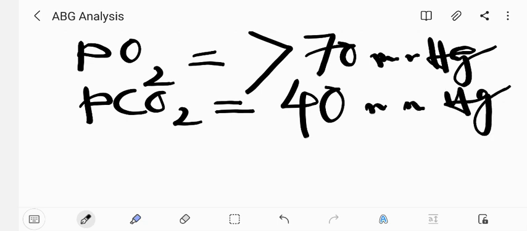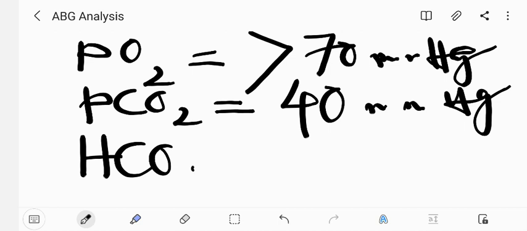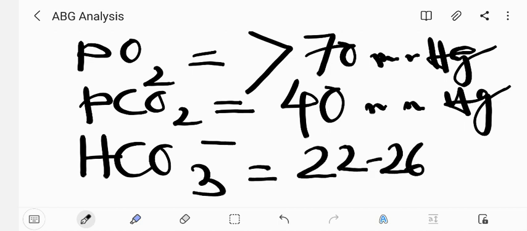Okay, now see bicarbonate. It is 22 to 26. What is the unit? Milliequivalent. Okay, milliequivalent.